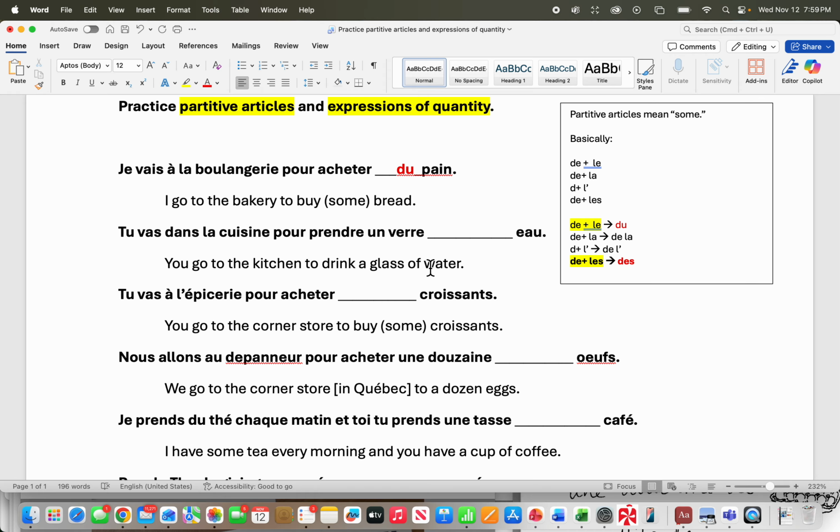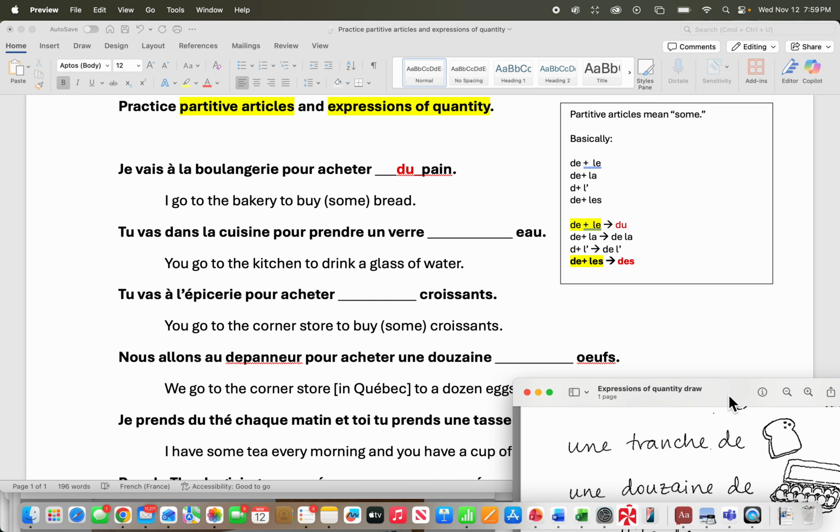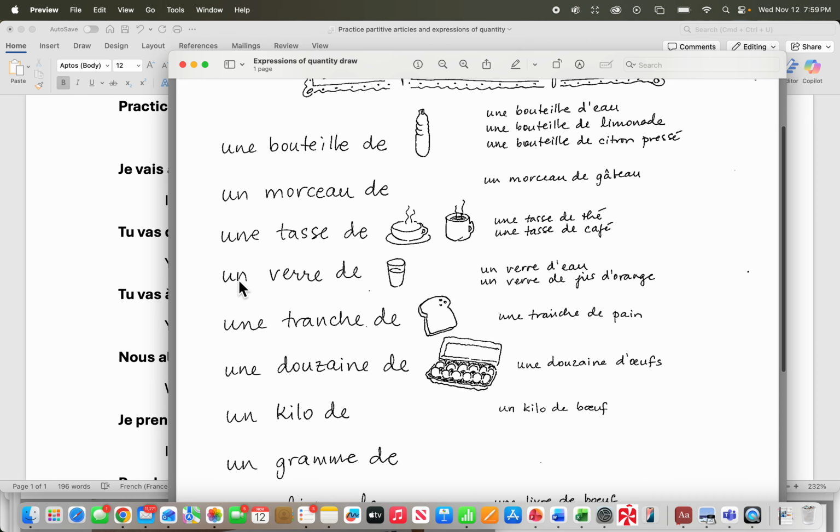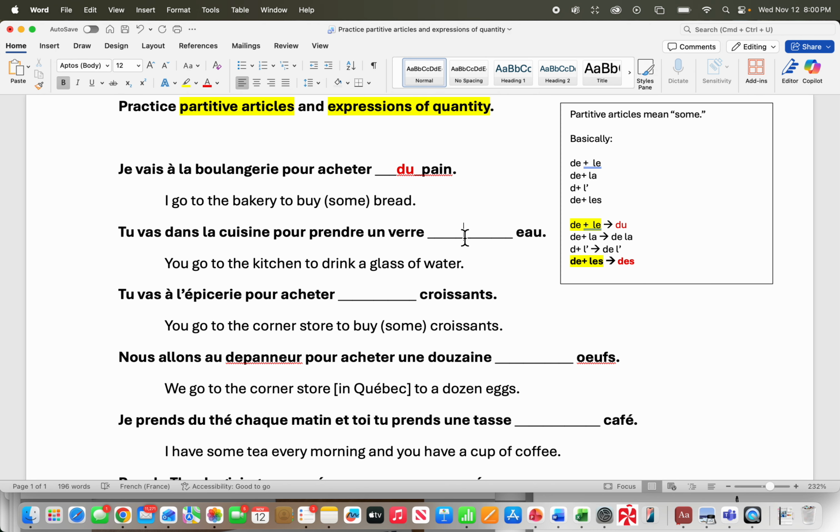Tu vas dans la cuisine pour prendre un verre d'eau. Okay, you go to the kitchen to drink a glass of water. So a glass of, remember this, un verre, what does it look like? Do we have un verre? There we go. Un verre de, it means a glass of. So un verre, we want to write de, but look, this starts with a vowel or H, so we're going to say D apostrophe. Un verre d'eau. And that's how we pronounce it. D'eau, un verre d'eau.